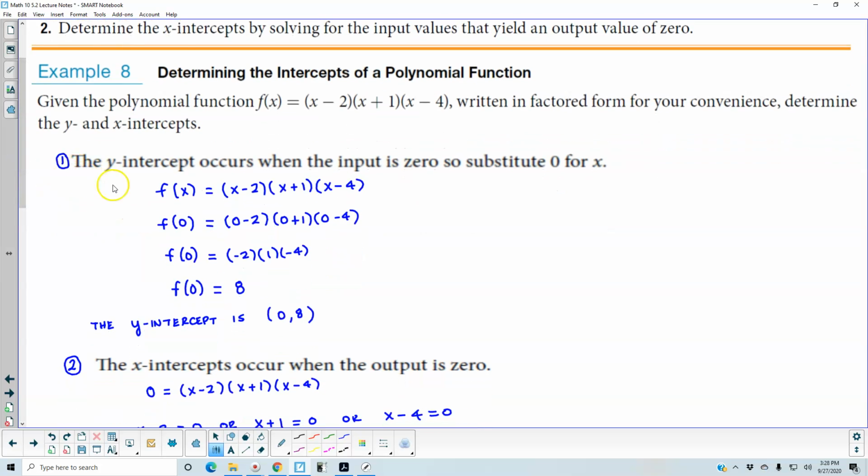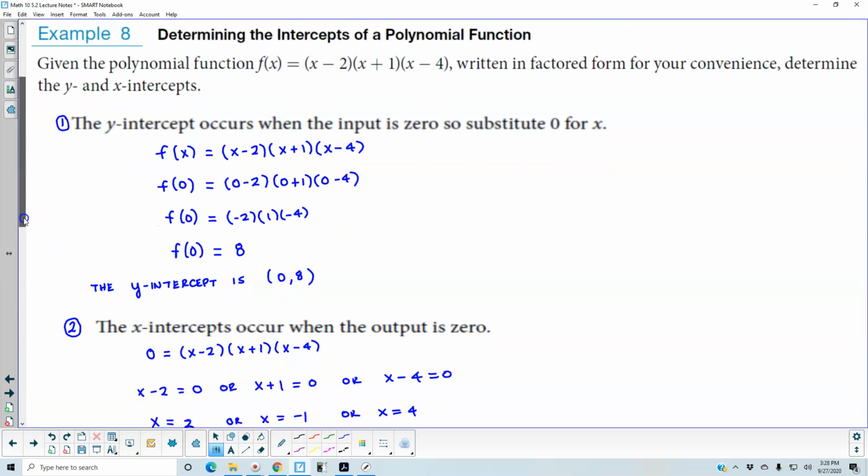Now in step number 1, the y-intercept occurs when the input is 0, so we're going to substitute 0 for x. So here's our function, and we're going to plug in 0 for x. So we're going to find f of 0, which is going to equal (0 minus 2)(0 plus 1)(0 minus 4), which gives us negative 2 times 1 times negative 4, which gives us positive 8. So the y-intercept is (0, 8).